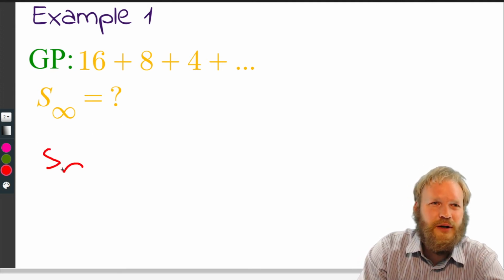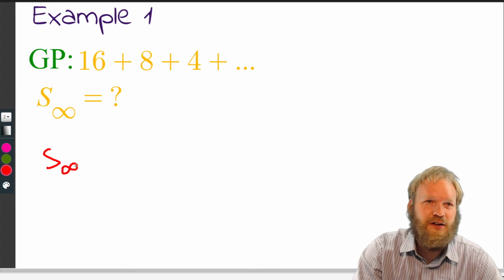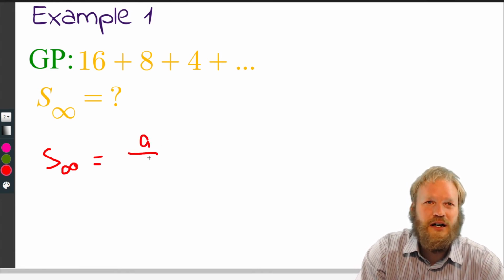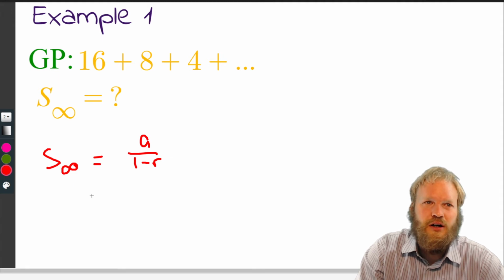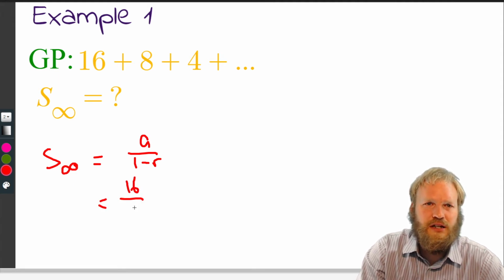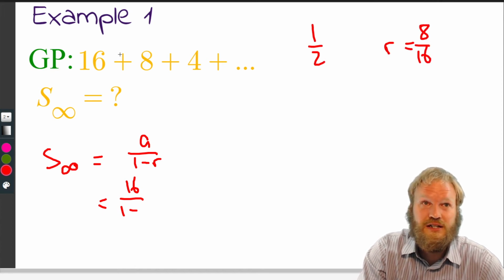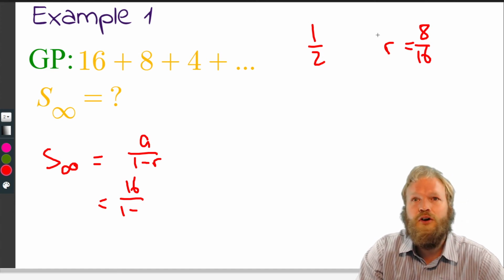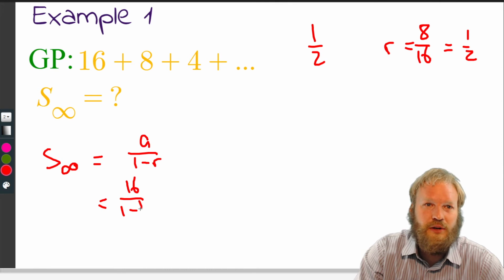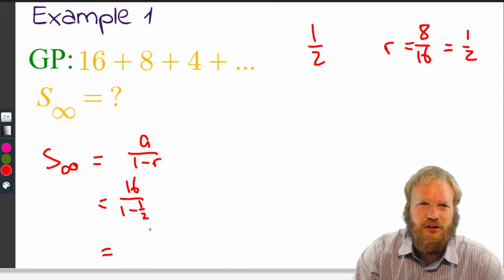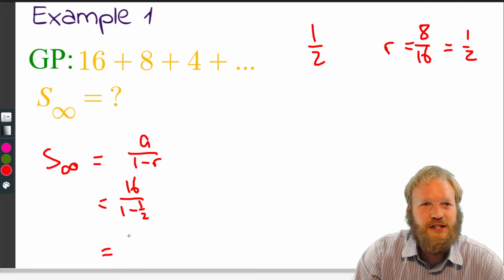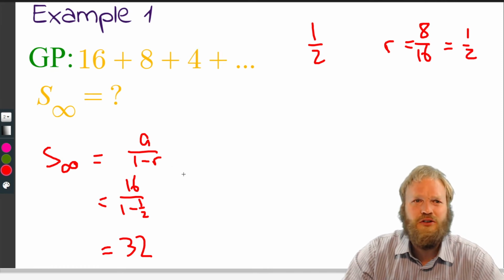Well, the way I would work it out is to write a really bad infinity and go, well, I know the formula is a over 1 minus r. I know the value of a, 16, 1 minus the value of r. Now be careful, it's halving, right? So if we're halving, our ratio must be a half, because our ratio is 8 over 16, which is just a half. So 1 minus a half. Calculate if you really want to, I don't think it's necessary. 1 minus a half is a half, 16 divided by a half is 32. Cool. So that was that, not too bad.